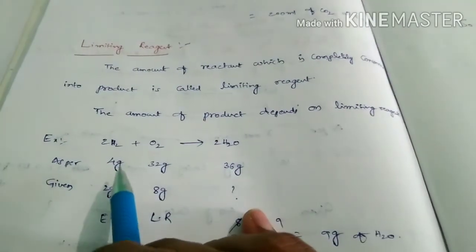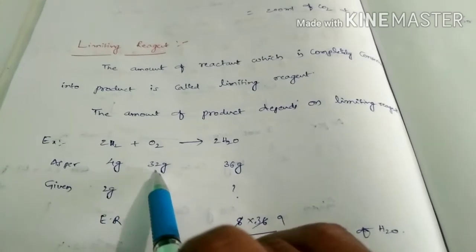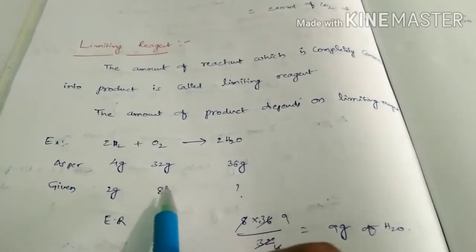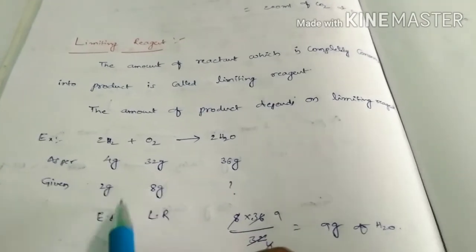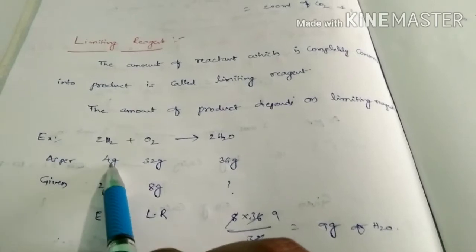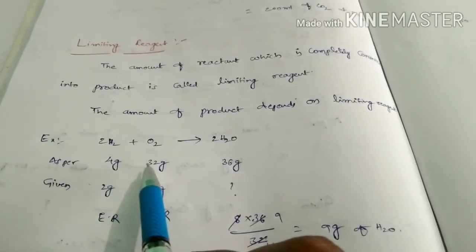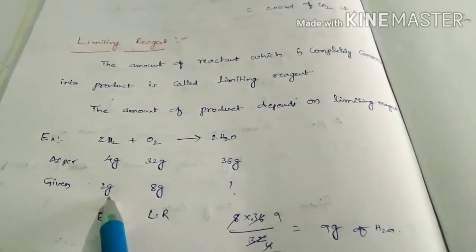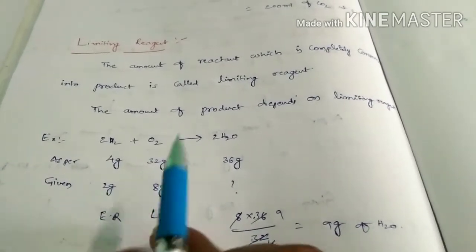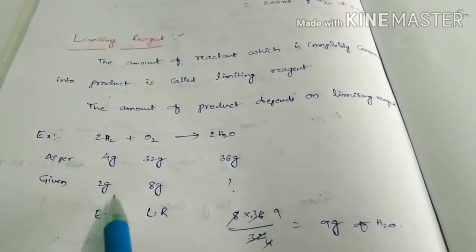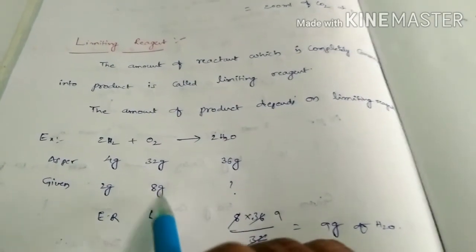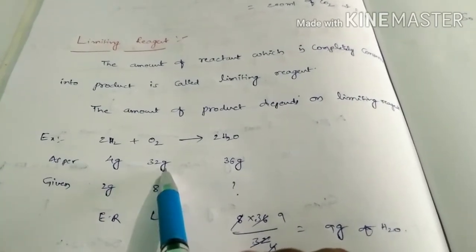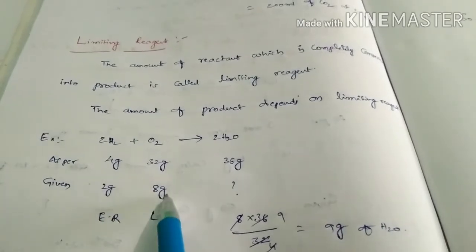see, as per the reaction, for 4 grams of H2, 32 grams of oxygen are required. Then for 2 grams of H2, how much oxygen is required? We have to calculate like that. Actually this is the given condition, and we are finding the required amount. For 4 grams of H2, 32 grams of oxygen are required. For 2 grams of hydrogen, how much oxygen is required?